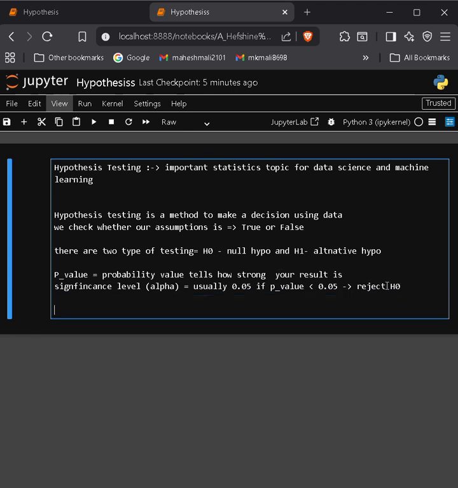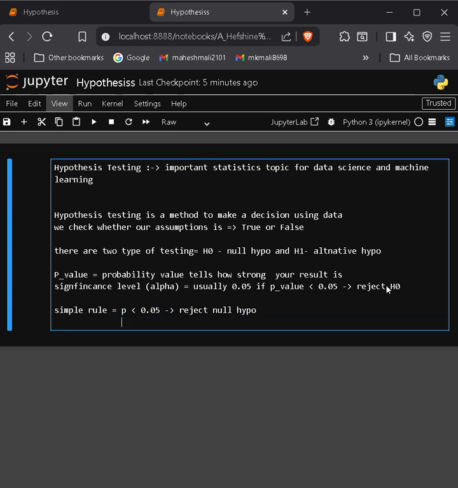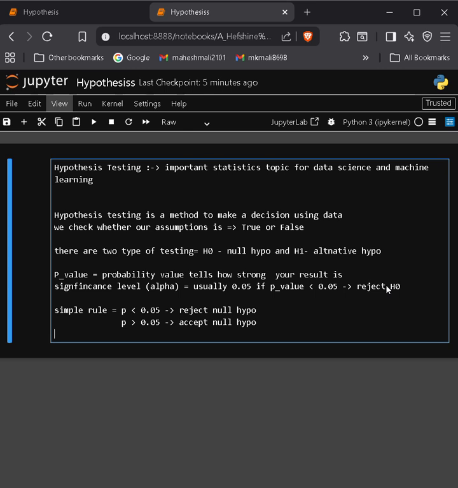Simple rule: if p is less than 0.05, reject the null hypothesis. And the second one is, if p is greater than 0.05, accept the null hypothesis. Okay, it's clear.